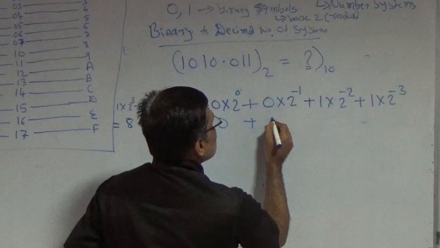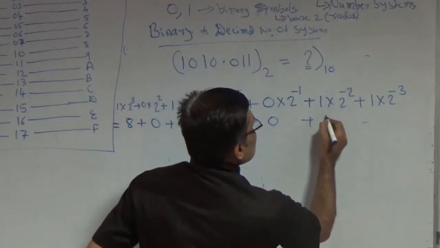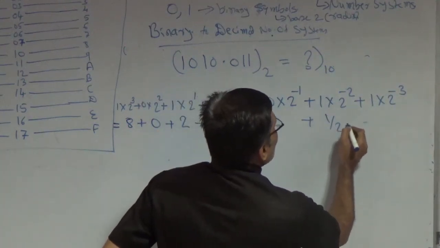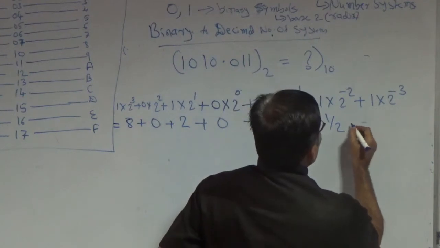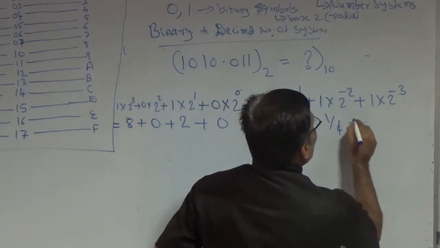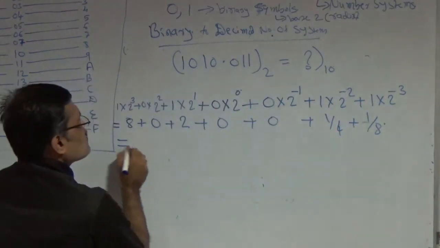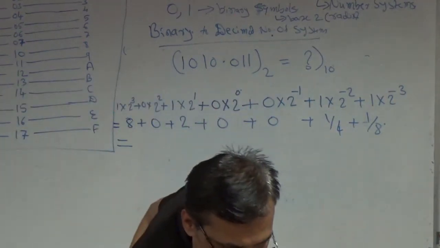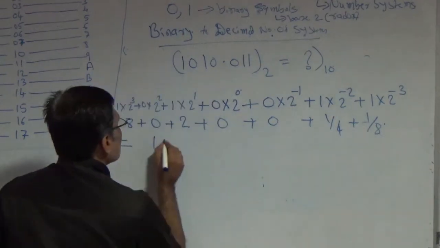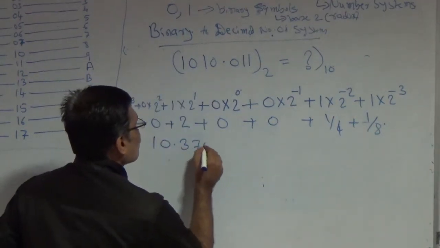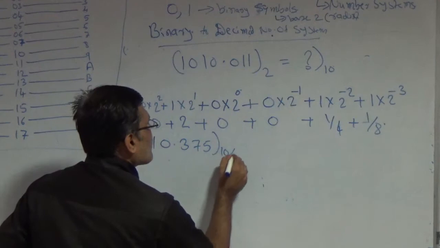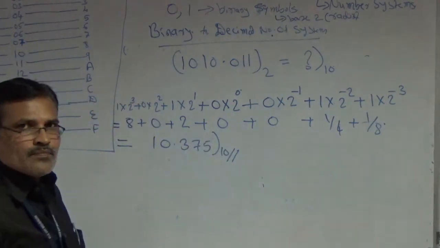Plus this is 0 only. This is 1 by 2. Sorry, 1 by 4. And this is 1 by 8. Okay. So if you simplify this, you will get 10.375 as the equivalent decimal number.